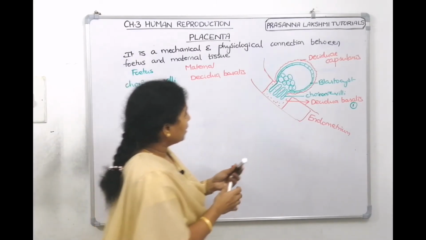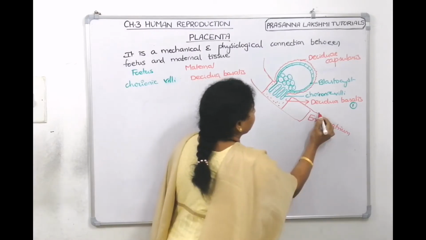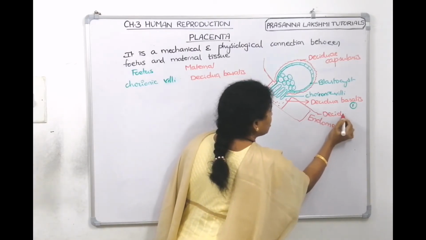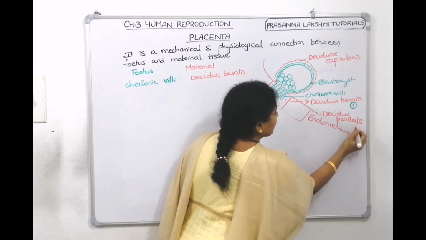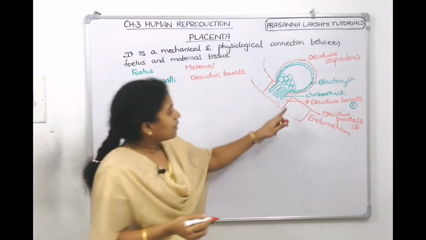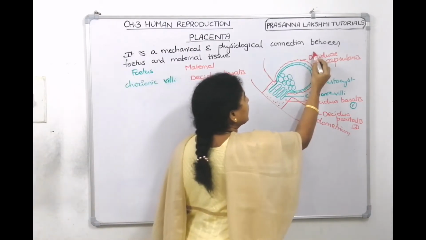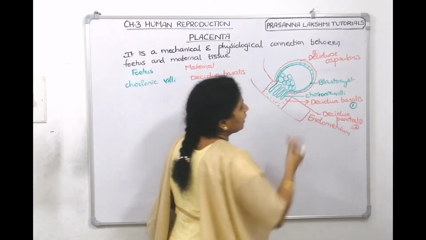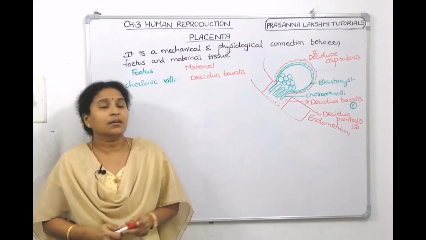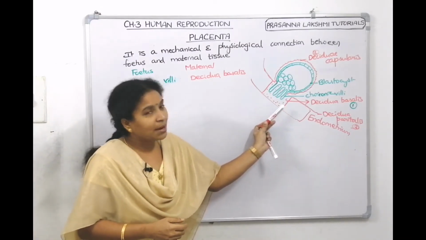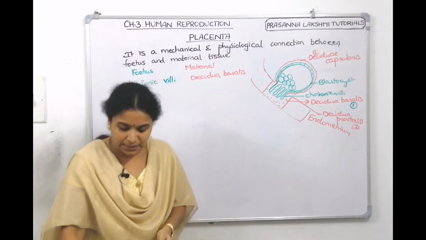What is the third layer called? This is called Decidua parietalis. This is the third layer. The first layer is basalis, the second layer is capsularis, and the third layer is Decidua parietalis. But which region is making the placenta? It is Decidua basalis which is making the placenta.